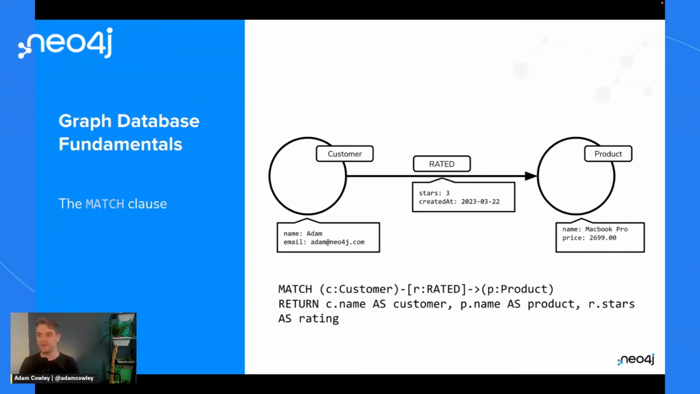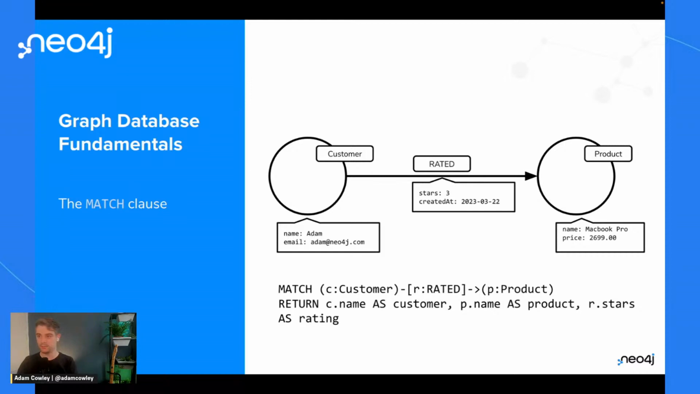Now, the way that we read from a database using Cypher is using what's called the match clause. So in this case, we use the match clause at the start, and then we define our pattern. So we're saying to the database, find me a node with a label of customer and give that an alias or a variable of C. Then we want an outgoing rated relationship to product.